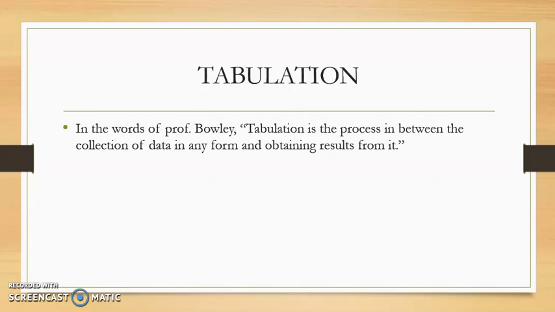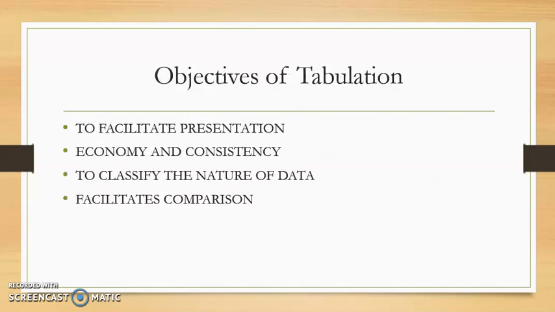Tabulation is a process in between the collection of data in any form and obtaining the results from it. When you're creating data, it is a process to collect the results out of the tabulation. The objectives of tabulation are: to facilitate presentation, economy, it is very easy to present and very simple, and consistency. It also handles different natures of data, you can classify the natures of data, and the last one is that it facilitates comparison. You'll be able to compare from one option to another.